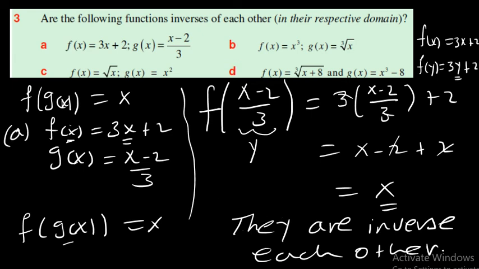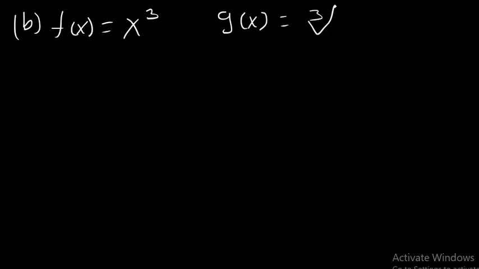Okay, B. X cube and cube root of x. F of x is equal to x cube and g of x is equal to cube root of x. So again, f of g of x, not necessarily always f of g of x. You can say g of f of x.